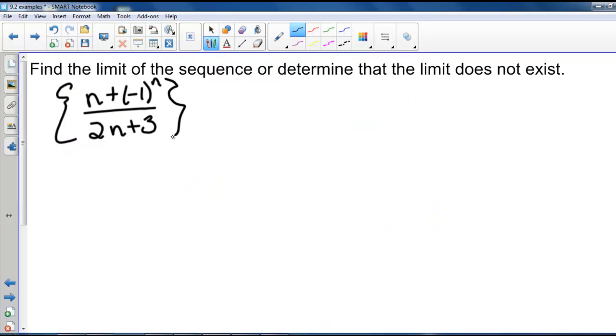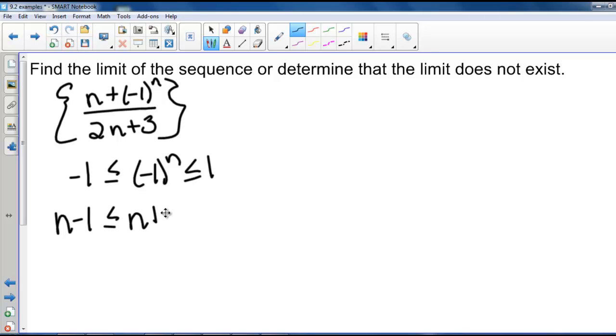Here we have the sequence n plus -1 to the n over 2n plus 3. So using the squeeze theorem, we're going to start out with -1 to the n is between -1 and 1. So if we add n to each side, we get n minus 1 is less than or equal to n plus -1 to the n is less than or equal to n plus 1 for all n.